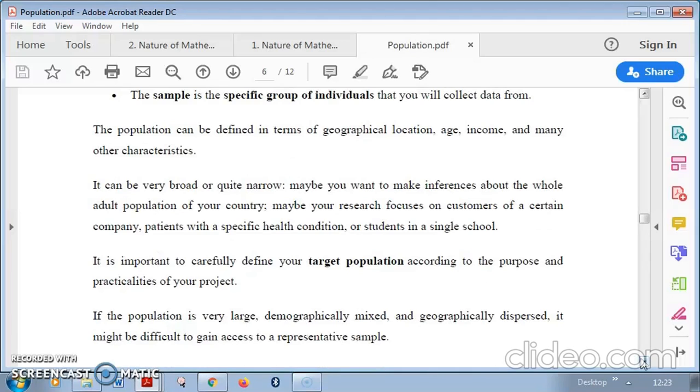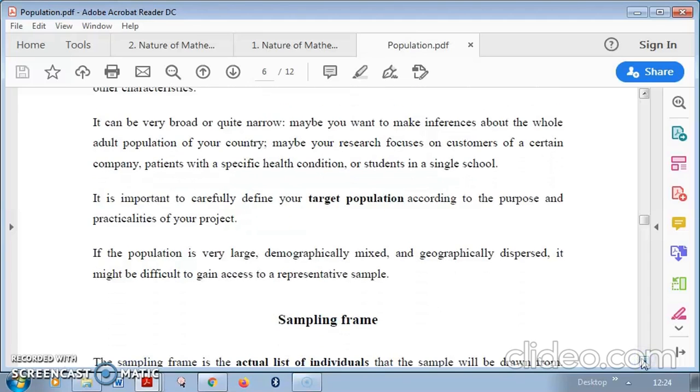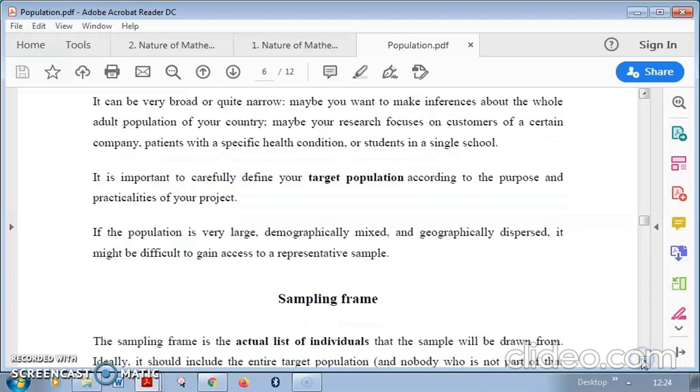Maybe you want to make inference about the whole adult population of your country. Maybe your research focuses on customers of a certain company, patients with a specific health condition, or students in a single school. Anything can act as a population for you. It is important to carefully define your target population according to the purpose and practicality of your project. So you have to write the target population. This is my target population, this is what I can reach.